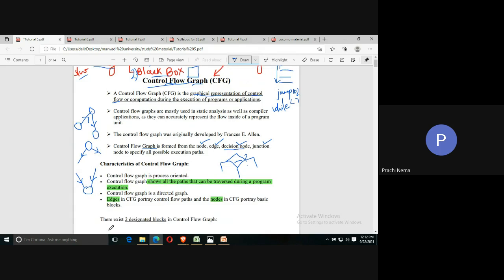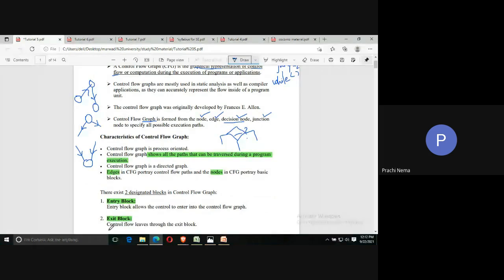Now there are a few characteristics of control flow graph. Control flow graph shows all the possible paths which can be traversed during a program execution. As I told you, all possible paths we can trace through the nodes and edges of the control flow graph. So it tells us how many paths can be there. Then it is a directed graph. That means the edges which we are going to draw must be directed edges, not undirected edges.